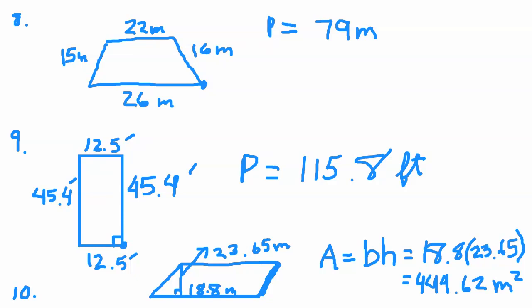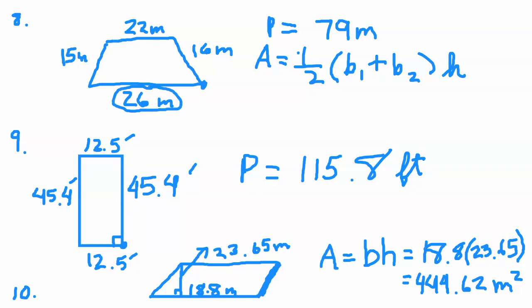Now, just a quick note, if you're finding the area of a trapezoid, you're taking a half times the first base plus the second base, times the height. Well, on this case, we were given our first base 26, our second base 22, but we were not given the height.